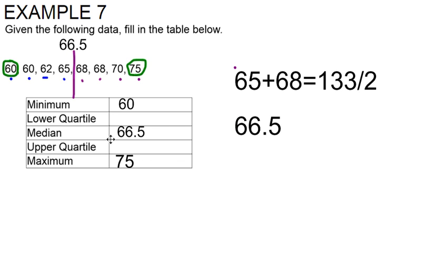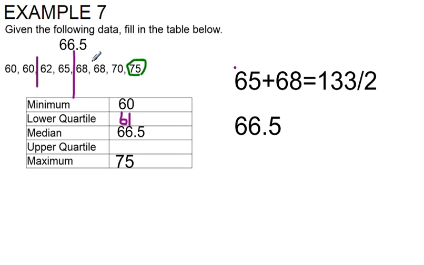So now to find my upper and lower quartiles, I now have to find the middle for these other halves of our data. So I'm going to look at my lower quartile first. And I have 4 numbers, 1, 2, 3, 4. I'm going to count 65 because it's not my median. So that means I want the number that's going to be directly between 60 and 62. Hopefully you can see that that would be 61.